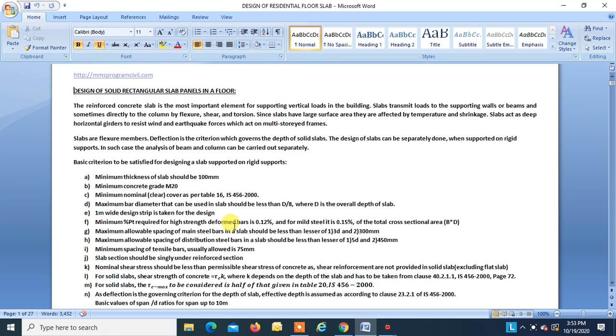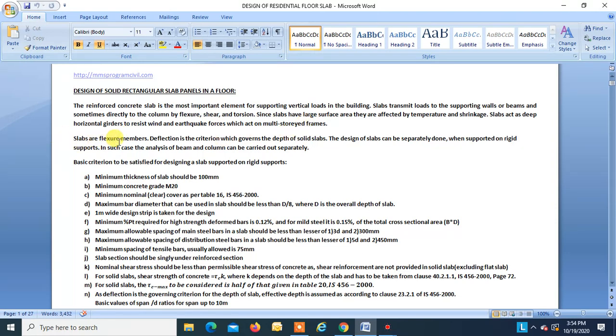Design of solid rectangular slab panel in a floor. The reinforced concrete slab is the most important element of supporting vertical loads in the building. Slab transmits load to supporting walls or beams and sometimes directly to the column by flexure, shear, and torsion. Since slabs have large surface area, they are affected by temperature and shrinkage. Slabs act as deep horizontal girders to resist wind and earthquake forces which act on multi-story frames.